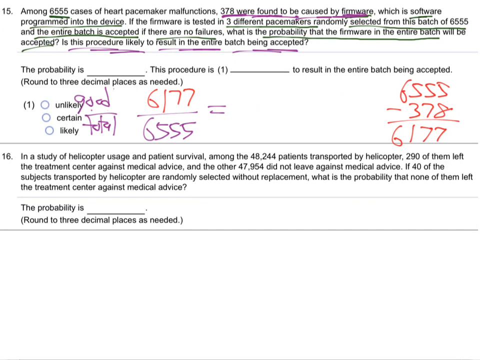So let's divide that now on our calculator. 6177 divided by 6,555, yeah, 0.9423340961. So that's the chance of getting a good one, right? If you reach into this batch that has 378 bad ones out of 6,555, that's the chance you'll get a good one. And they're saying, what's the chance you're going to get 3 good ones in a row? Because that's when you'll accept the whole batch. If the inspector just grabs 3 and they're good, then he's going to say, let the whole batch go.